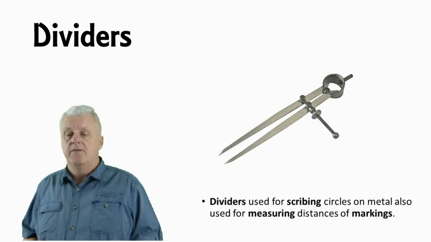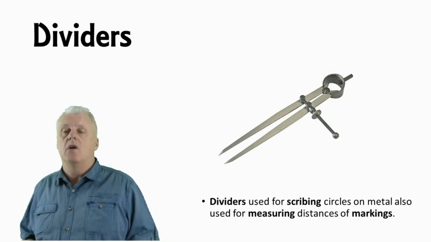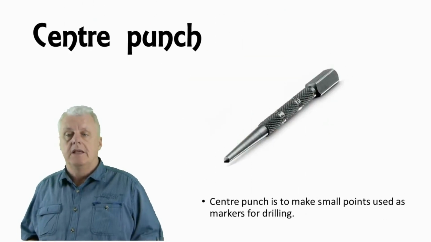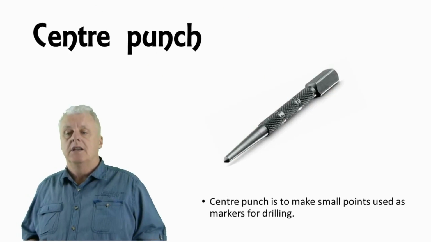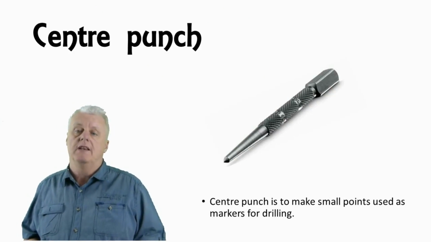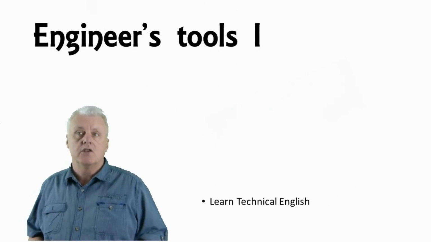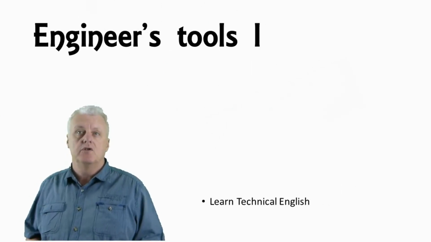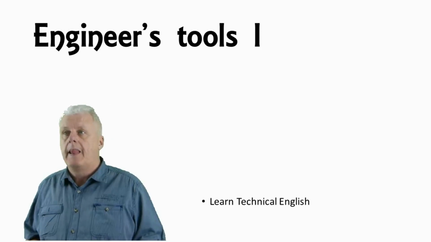Dividers. Dividers are used for scribing circles on metal, also used for measuring distances of markings. Centre punch. A centre punch is to make small points used as markers for drilling. Okay, so that's a list of some of the most used tools in engineering.